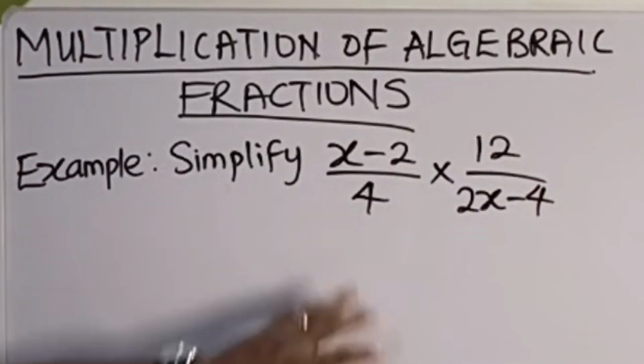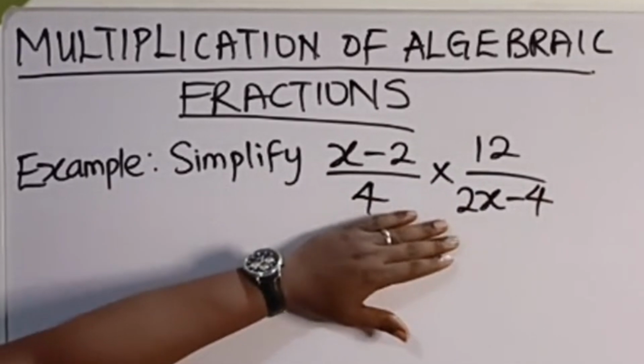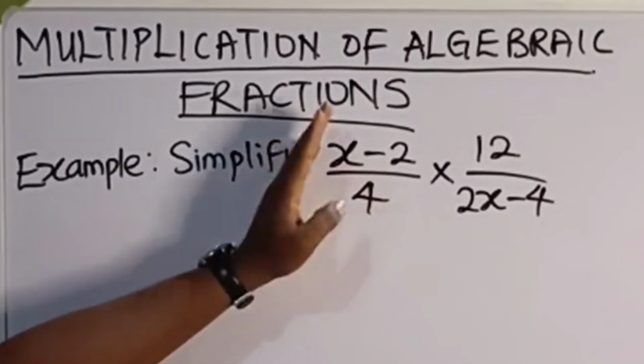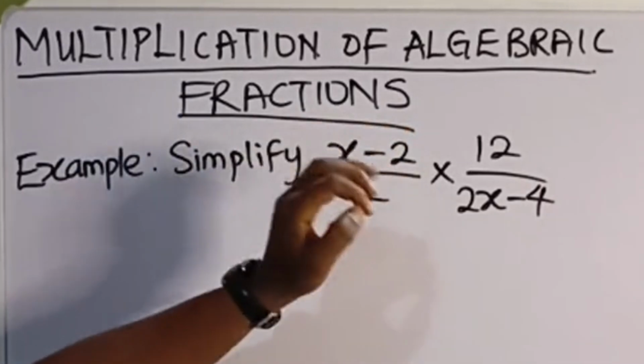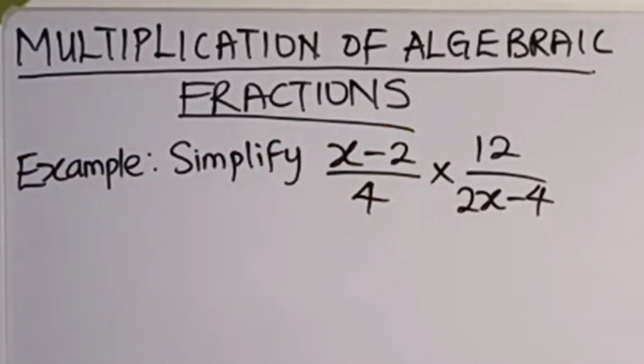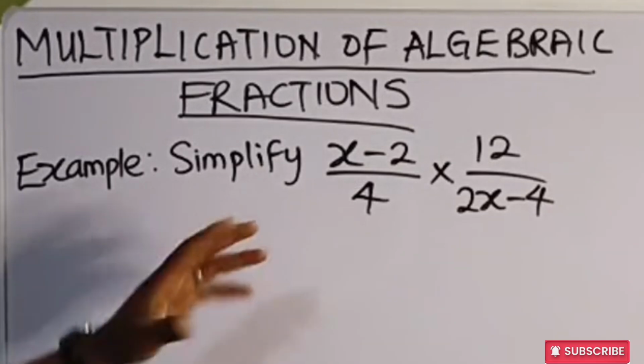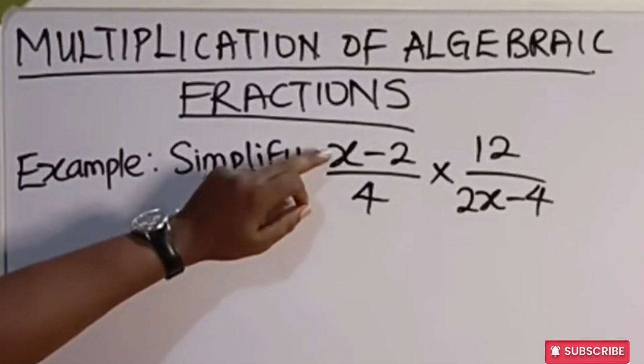So we're expected to simplify this algebraic expression here. We have x minus 2 over 4 multiplied by 12 divided by 2x minus 4. Whenever you are given an algebraic expression to either multiply or divide, the first thing you ask yourself is, do I have any opportunity to factorize? Is there any situation among the numerators and denominators that I can factorize out something? Let's look. Here, can we factorize this x minus 2?